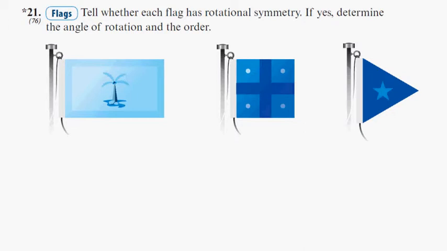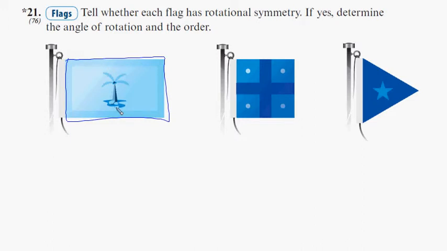So when we're thinking about, for example, this first one, I said I wasn't going to talk about the first one, but here I go. When we're thinking about this first one, the general shape looks like we could rotate it 180 degrees. But if we rotated it 180 degrees, that palm tree would be upside down. That is a problem, okay?